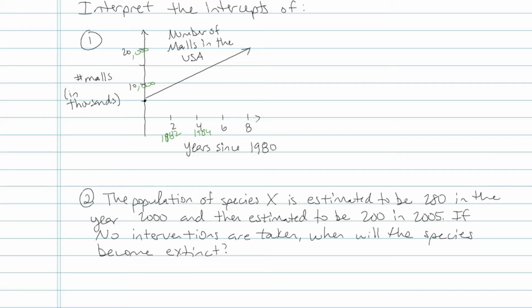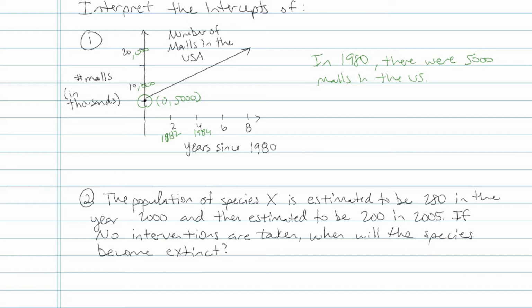You could always write those little notes to yourself, but it's important to think about these numbers before we dive into the intercepts. The only intercept I have is right here, 0 for my x value, 5,000 for my y value. What does that mean? Well, if I have 0 for my x value, that means 0 years since 1980. I'm going to write in the year 1980 something happened. And in the year 1980, there were, according to our y-axis, 5,000 malls in the U.S.